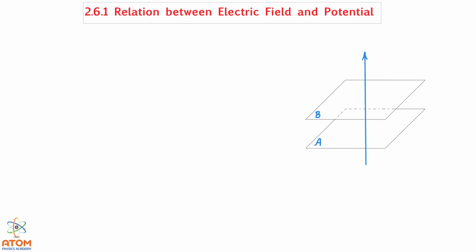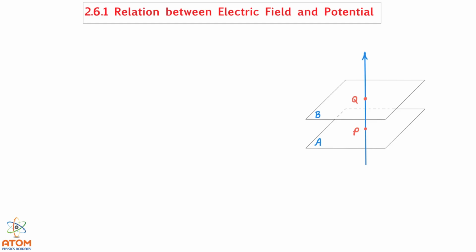Let me draw here a point that is on surface A. Let us name it point P, and here this is a point on surface B and the name is Q. Both are equipotential surfaces, but the potential will be different. On every surface the potential will be different, I am saying.